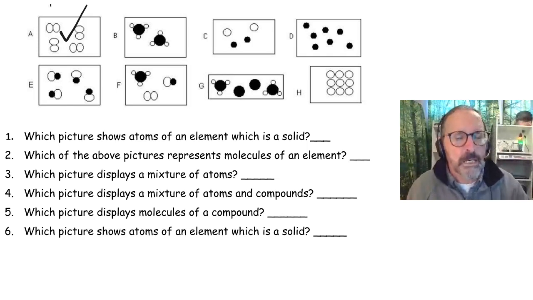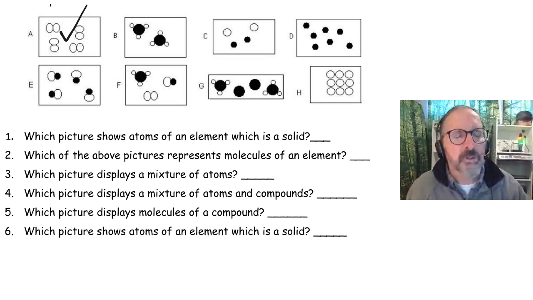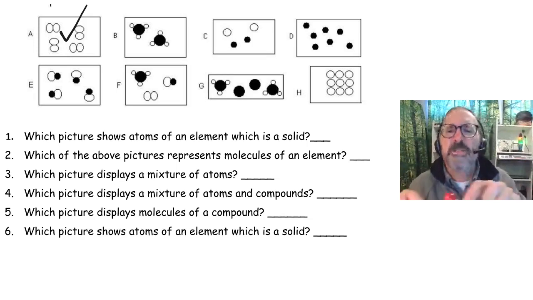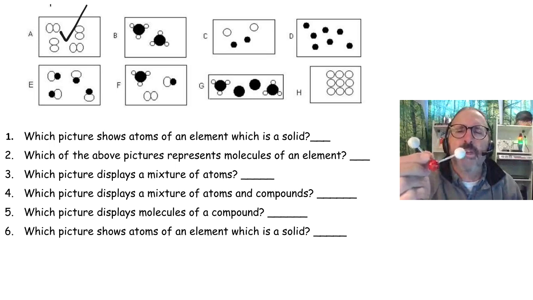All right, so E, F, G, and H. Okay. All right, so E, F, G, and H. Let's see how we do on this one. Okay, so we're looking for something that has 2 different colors attached together. Molecules of a compound. Just molecules of a compound. Okay. Which one do you think?